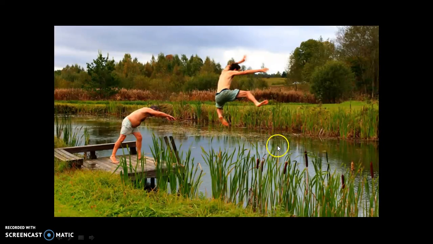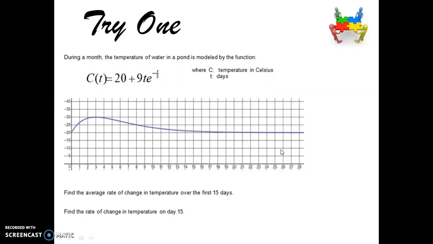The applied problem deals with a pond, so I had to include this photo here of me jumping into the pond. As you know, in Latvia, you go in the sauna when you're really hot, then you jump in the nearest pond you can find, and that's what I love to do. So let's look at this problem.